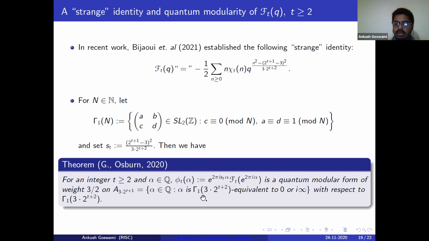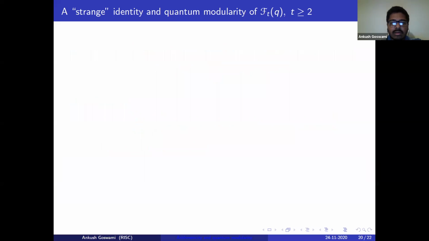And this set is nothing but the set of all rational numbers which are equivalent to 0 or i infinity under the action of this subgroup Γ1 of 3·2^(t+2). And this is a quantum modular form with respect to this subgroup Γ1 of 3·2^(t+2). Okay, so now we can just sketch the proof of this result.